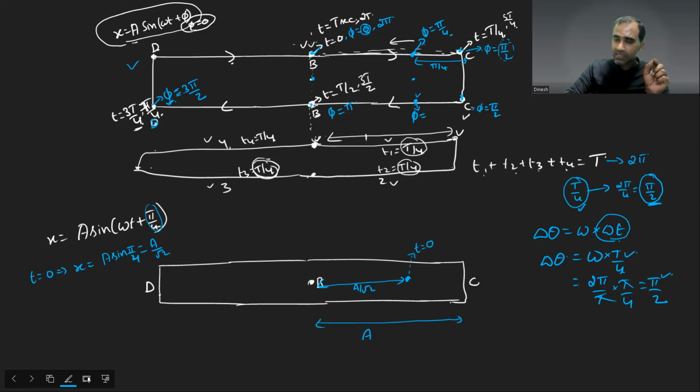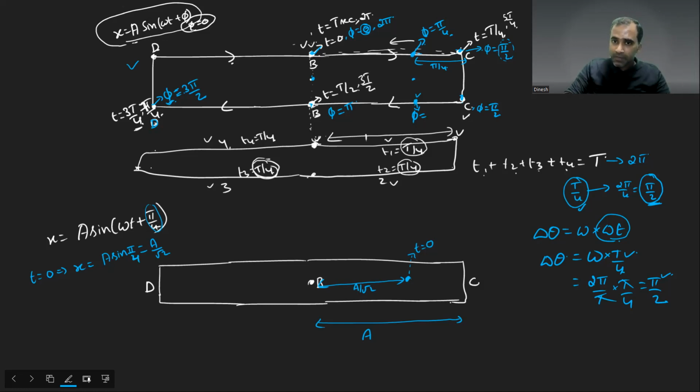Once while going to the extreme, once while coming back from the extreme. While going to the extreme, when you come across this point, then the phase is only pi by 4, because the time at which you come across this point is also smaller. So that's why the phase also will be smaller. After some time, you come across the same point again. After some more time, the phase also will be more.